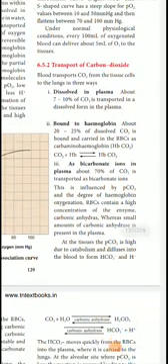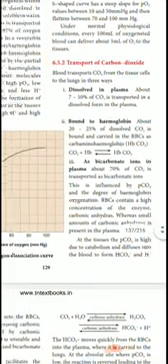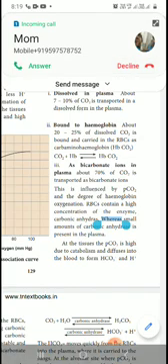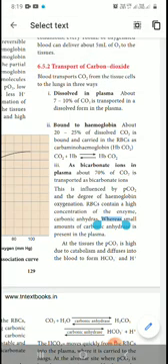How is CO2 transported? Dissolved in the plasma, bound to hemoglobin, and as bicarbonate ions. First, 7 to 10% of CO2 is transported in the dissolved form. Next, bound to hemoglobin, about 20 to 25% of CO2 is carried in the RBC as carbaminohemoglobin. As bicarbonate ions in the plasma, about 70% of the CO2 is transported.